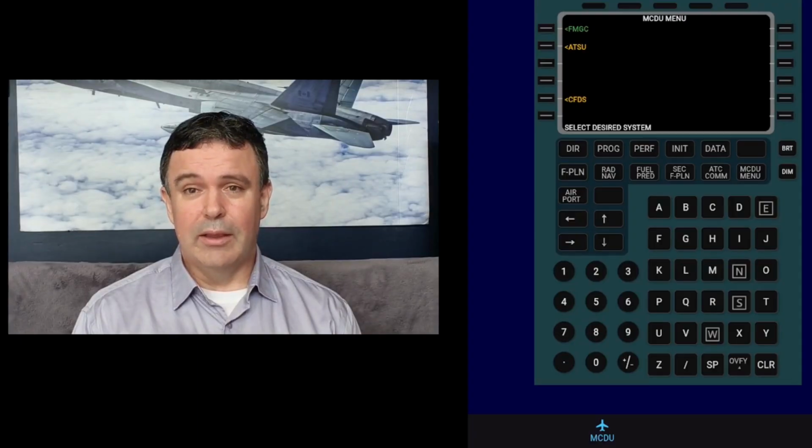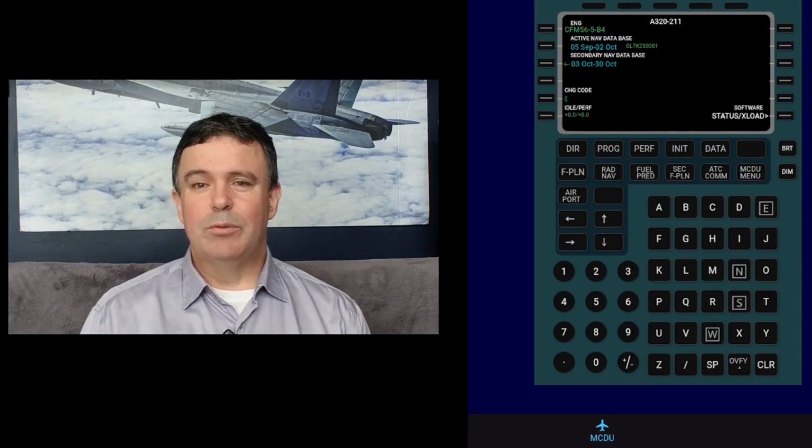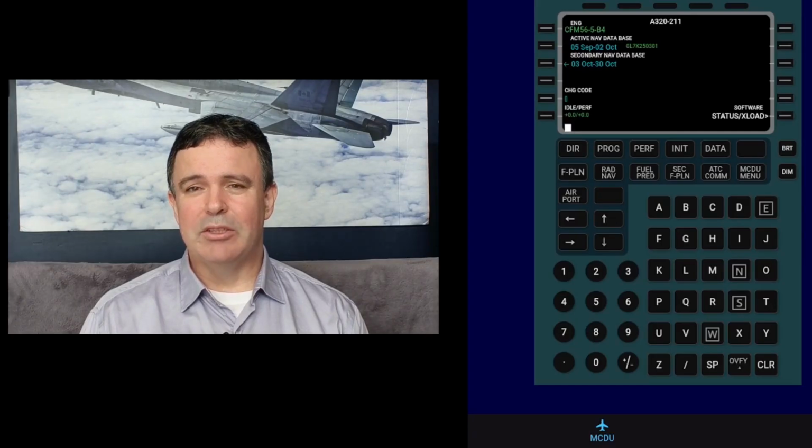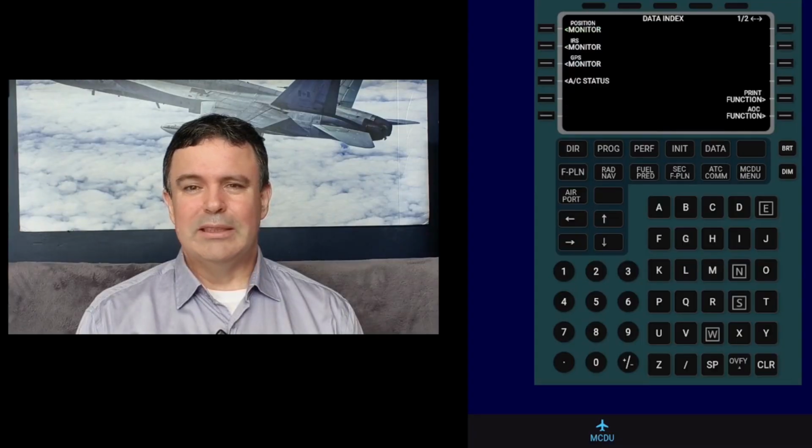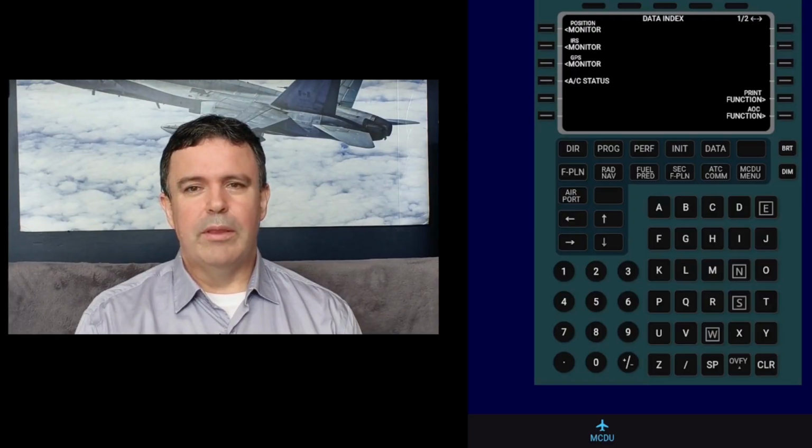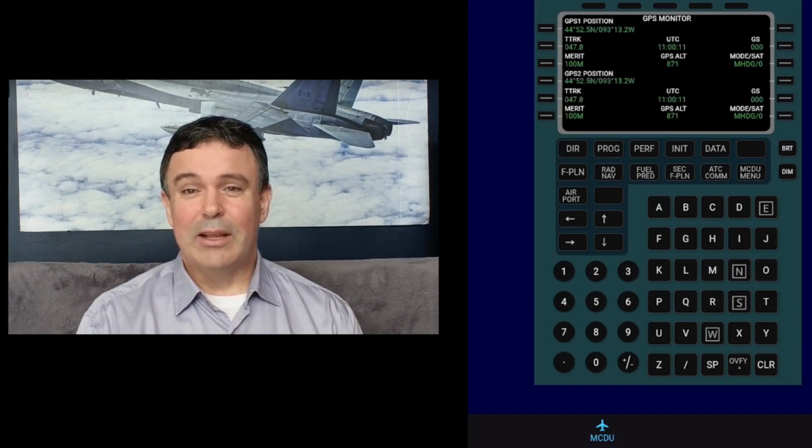If we do select the FMGC option, it will take a moment to indicate what was selected and then go there. This will take us into the aircraft status page, where we can find out some basic information. But this is not needed yet, so we'll come back to it later. Pressing the data key will take us into the Data Index A page, also known as Data Index 1. At this point, the ADIRS is not in alignment, so the only helpful system is a GPS monitor. Let's take a look at that.